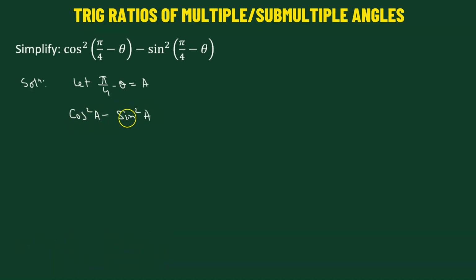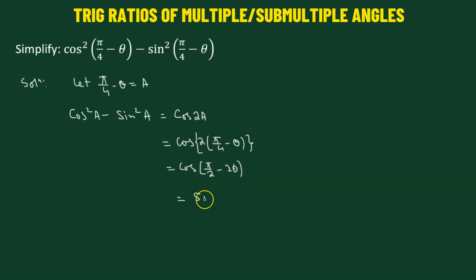Now we have a standard formula for cosine squared a minus sine squared a. That's nothing but cosine of 2 times a. Which means now we have cosine of 2 times a, which is pi over 4 minus theta. So we will get cosine of 2 times pi over 4, that's going to be pi over 2, minus 2 theta. Now there's a standard formula: cosine of pi over 2 minus any angle gives us sine of that angle.